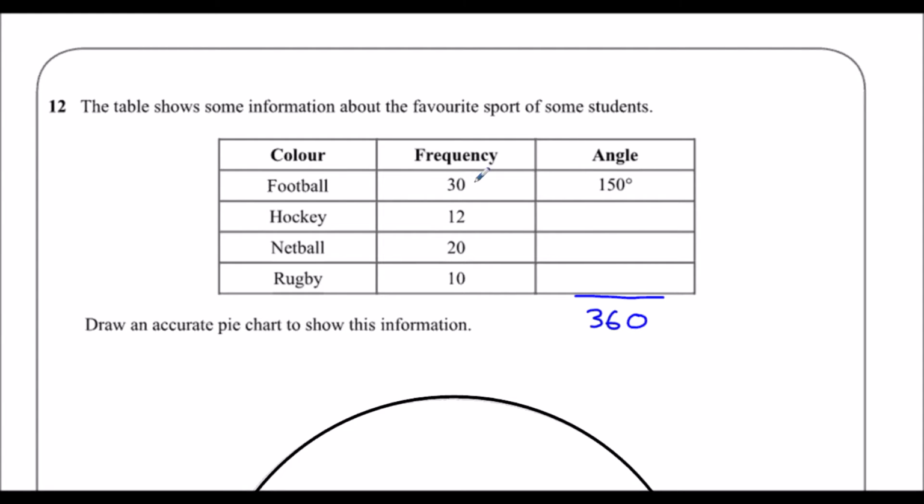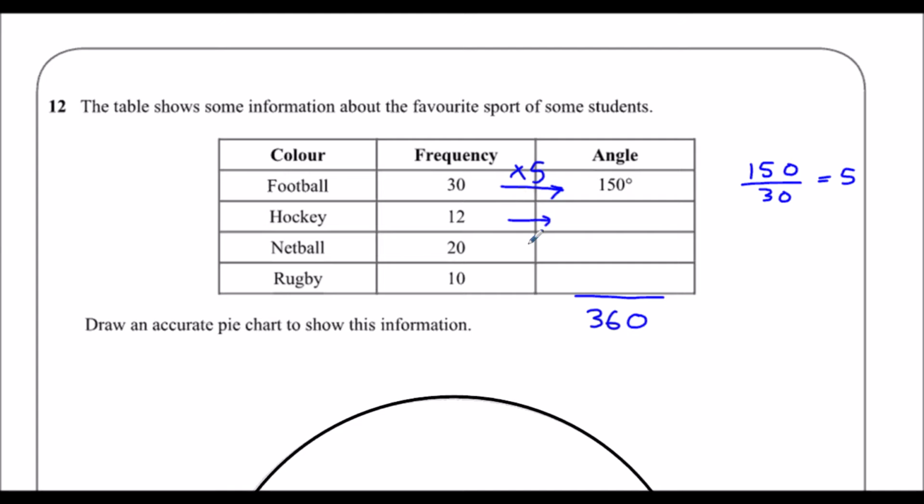we can work out what you times by. So what you times 30 by to get 150. So each one person is 5 degrees. So 30 times 5 makes 150, or 150 divide 30 makes 5. So 30 people are 150 degrees, so one person is 5 degrees.